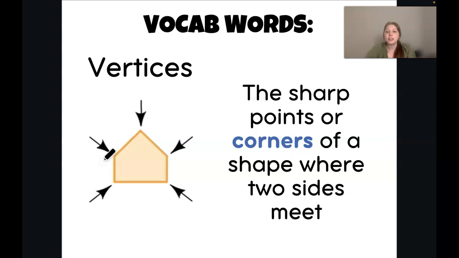Now we have vertices. Vertices are where our sides come together and meet. So I want you to show me our sides and squish them together. They make almost like a corner. So sides turn into vertices when they're squished together. Okay, ready? Show me sides. Great job. Now show me vertices. Squish them together. Great job, friends.